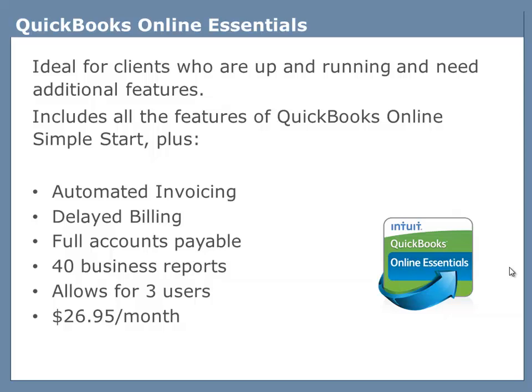This is for small businesses who are already up and running or possibly need some additional features. They may be a brand new startup, but they might need to have that full accounts payable function. Or they may have to have more than the 1 user that's available with Simple Start. So with QuickBooks Online Essentials, you get about 40 different reports. Again, you can customize these and then memorize them so that you have more than 40. You get the 3 users, again with the 2 accountant users as well. You have the automated invoices and the invoicing as well as the delayed billing.